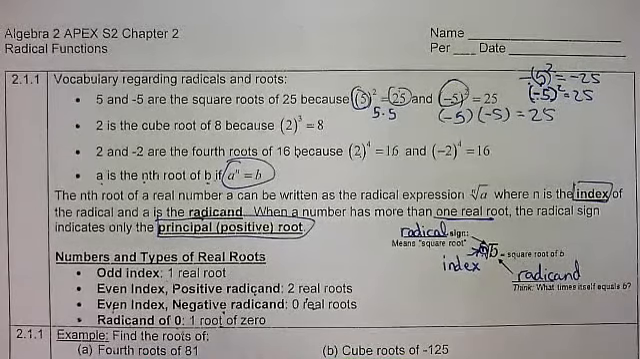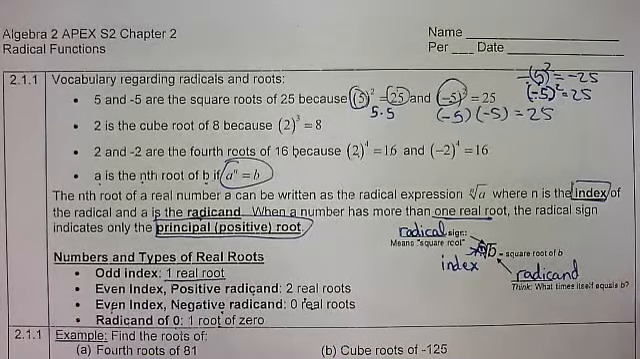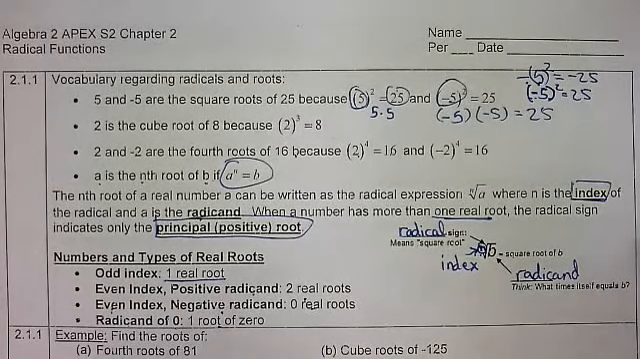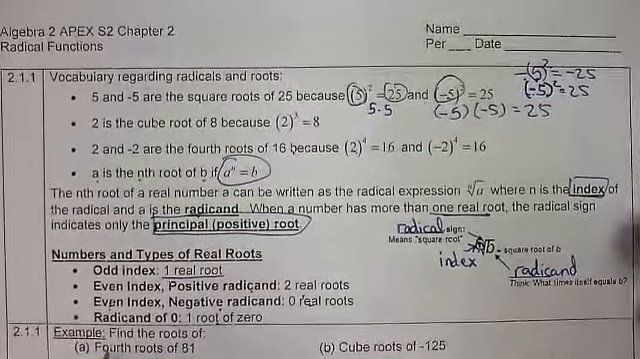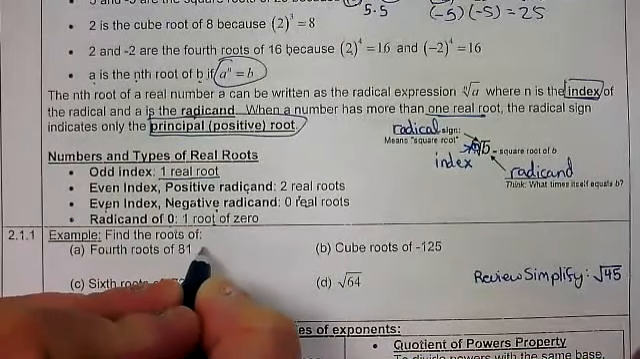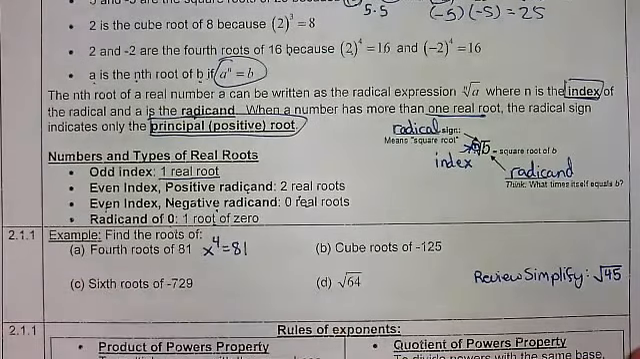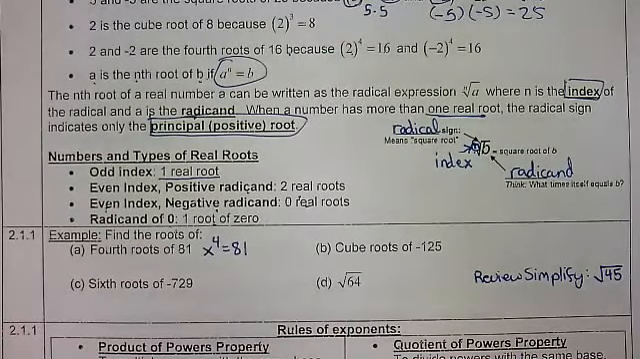Okay? So let's take a look at this. And this odd index here, it says 1 real root. Okay, so that's going to kind of depend. So once again, let's take a look and show you how this works and why. All right, so the fourth roots of 81. In other words, we have some value to the fourth power that has to equal 81. So we need to figure out what that number is.